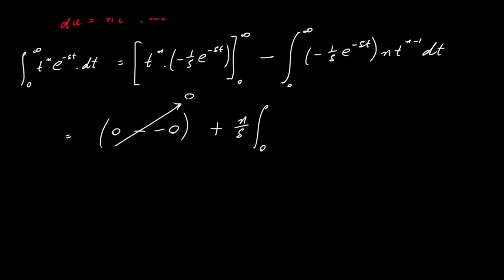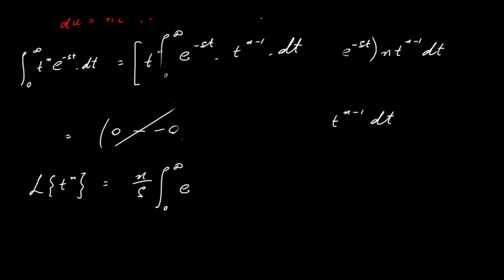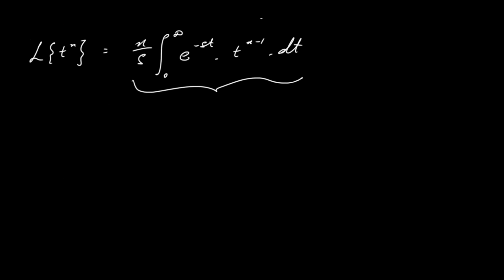So I'm just left with the integral from 0 to infinity of e to the power minus st times t to the power of n minus 1 dt. Okay, so what we wanted to find out was the Laplace transform of t to the power of n, and we found that it's equal to n over s times the integral from 0 to infinity of e to the power minus st times t to the power of n minus 1 dt. So let's have a look at our solution here.